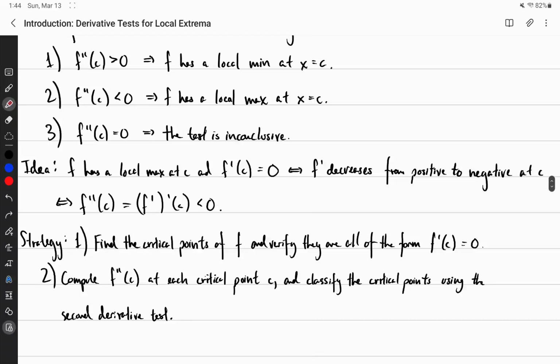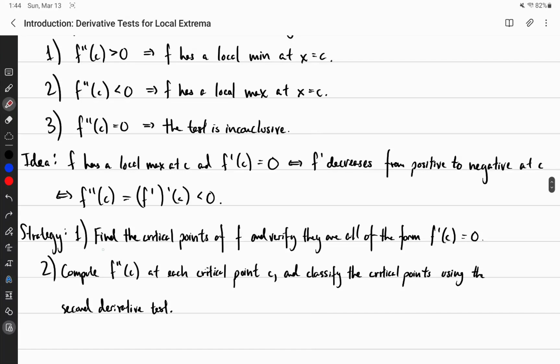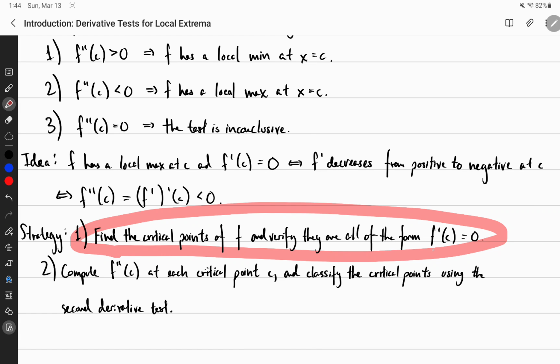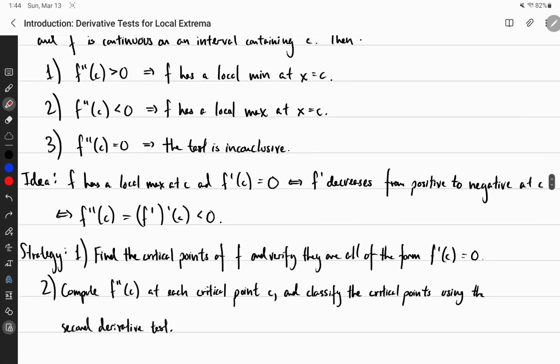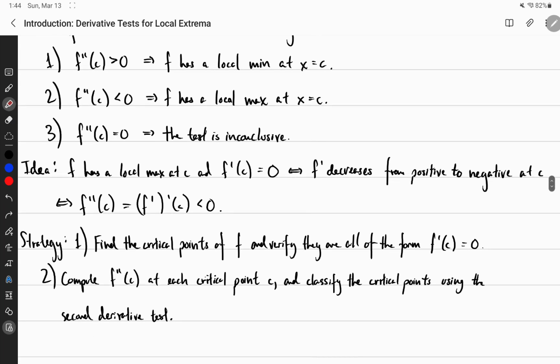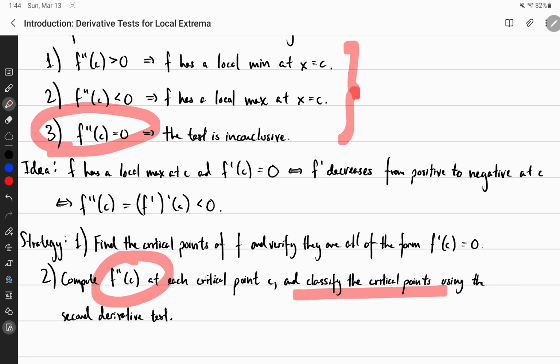And the problem-solving strategy that I like to use here is as follows. First, you find the critical points of f, and importantly, you have to verify that they're all of this form f prime equals 0. Because if they aren't, then unfortunately you won't be able to use the second derivative test. So verifying that they are of the form f prime equals 0 is very important here. And then the second step of the strategy is a little bit easier, I think. You just compute the second derivative at each critical point, and then based on that information, you classify the critical points using these three criteria, and you really hope to avoid the third case where the test won't tell you anything.